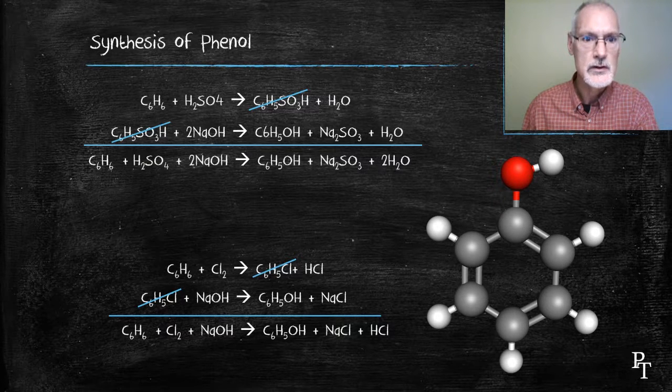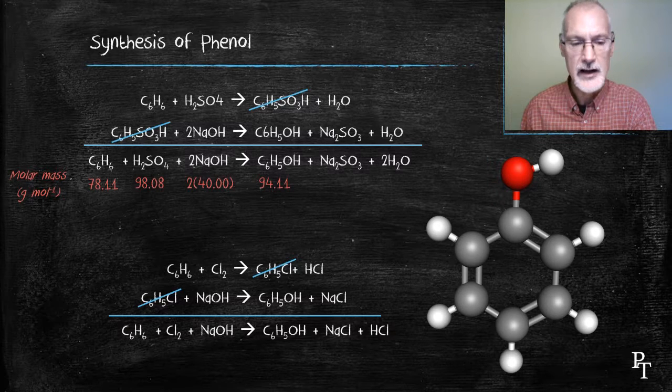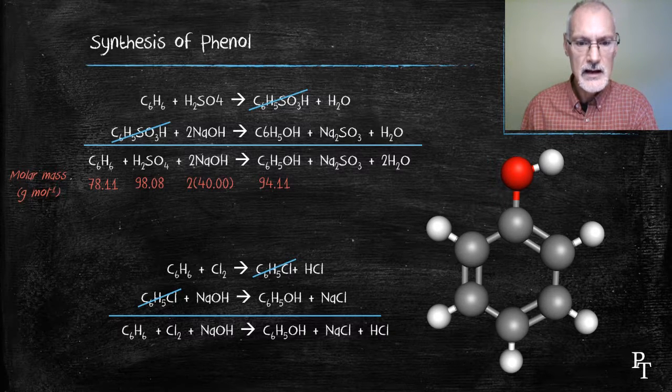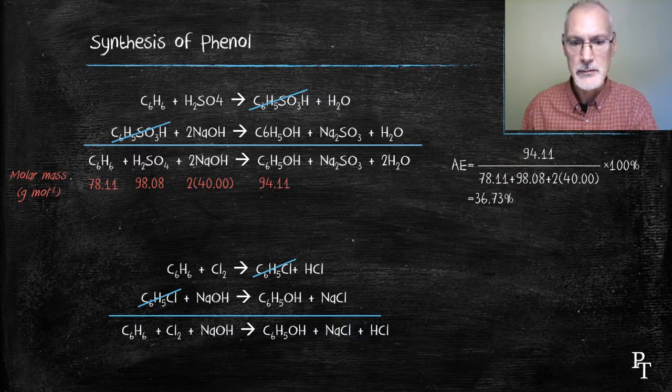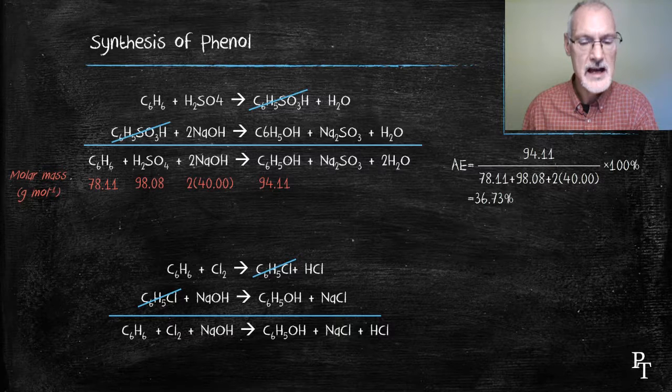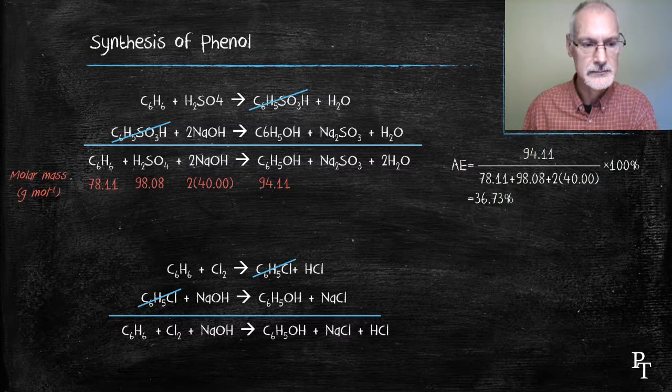I'm going to assess which one shows greater atom economy. To do that, I need the molar masses of all of my reactants and the molar mass of my desired product. I then place them over each other and multiply by 100. So my first process is considered to be about 37% efficient in terms of its atom economy. 37% of the atoms that are in my reactants end up in my valuable product.